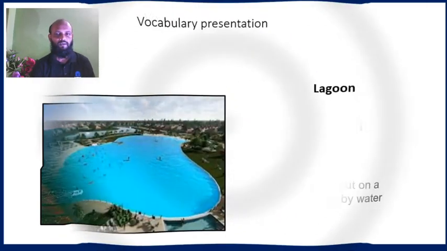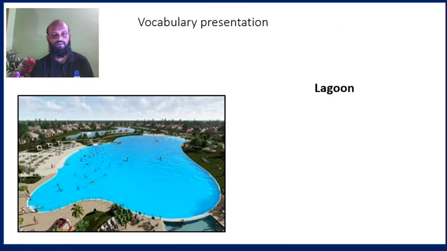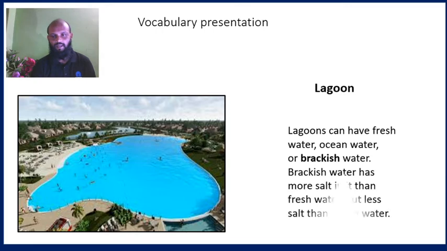You see the picture, lagoon. Lagoon is related to an island. Lagoons can have fresh water, ocean water, or brackish water. Brackish water is an interesting word. It has more salt than fresh water, or less salt than ocean water. It's called brackish water. Please remember this word, brackish water.